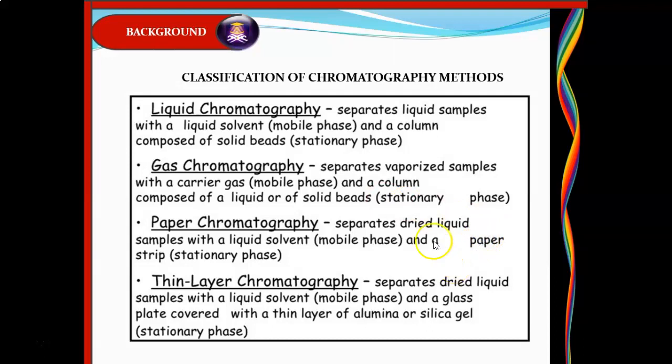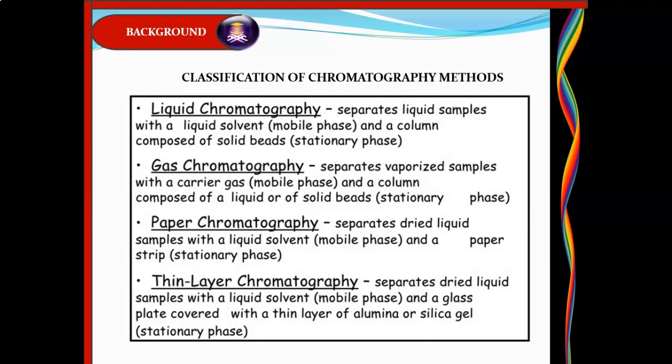Right. So gas chromatography separates the vaporized sample with a carrier gas. This carrier gas will act as a mobile phase, and a column composed of a liquid or of solid bits is a stationary phase. So in GC, the sample must be vaporized. The properties of the sample mestilah bersifat meruap, so that the technique of the separation can be applied.